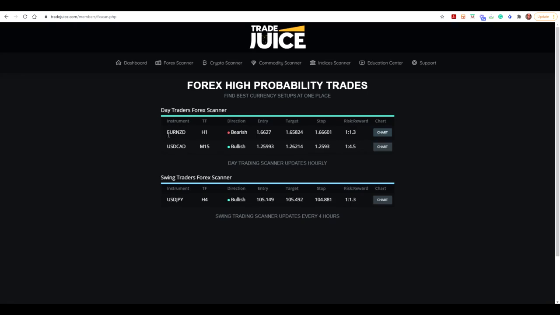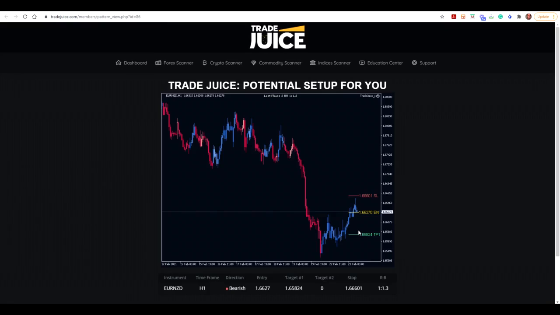Hello everyone, and I'm on the Tradejuice platform. I see that there is a setup occurring right now on the New Zealand dollar, 1 hour, bearish. I've got my entry, target, stop, my risk to reward set. And if I had to check the trade, I can see where to enter, where to set my stop, and where to set my take profit target.